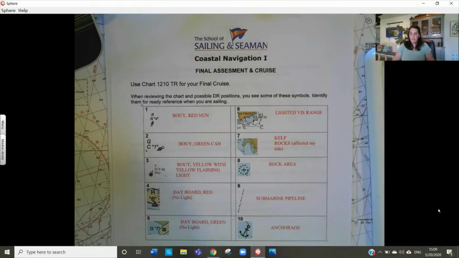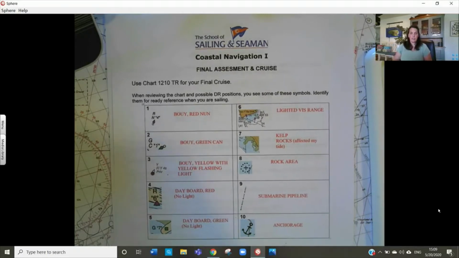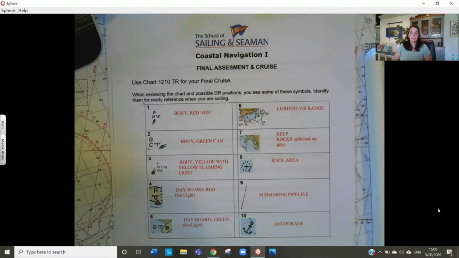So our first section on this worksheet is practice of reading the chart symbols, which we use Chart 1 for. It has all the symbols. We use the back to figure out where we're going to be. If we don't have the physical Chart 1, then we can use the back of the 1210 TR chart. It has Chart 1 printed.